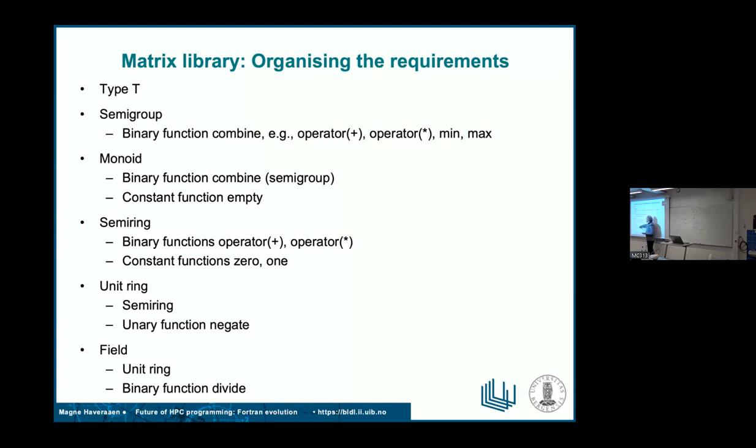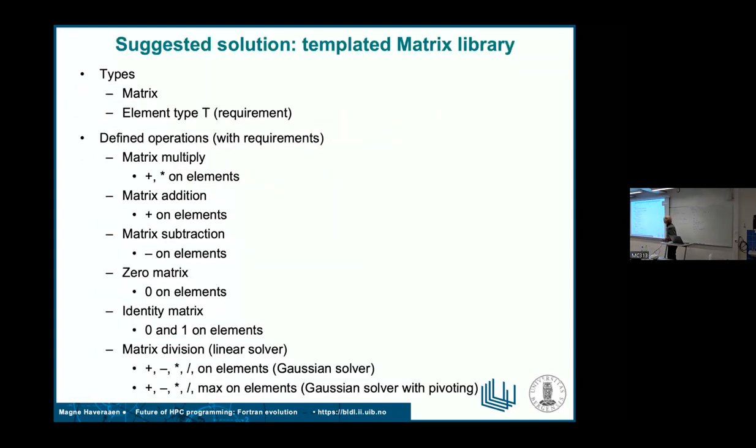A unit ring is everything in a semiring plus the negation function or subtraction function. And then we have a field where we have the division or inverse to complete the operations of the unit ring. So this is one way of organizing lots of these requirements, which we listed when we tried to figure out what we need for the matrix. If you look at the matrix requirements again, we can see that we need these two, we need this, so it all floats around these standard mathematical concepts.